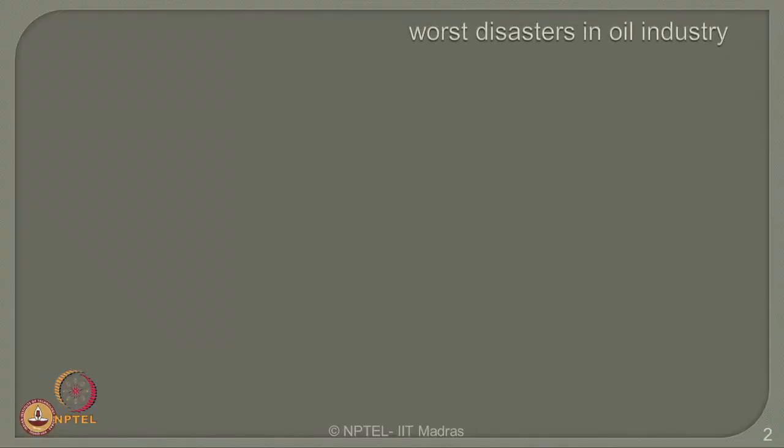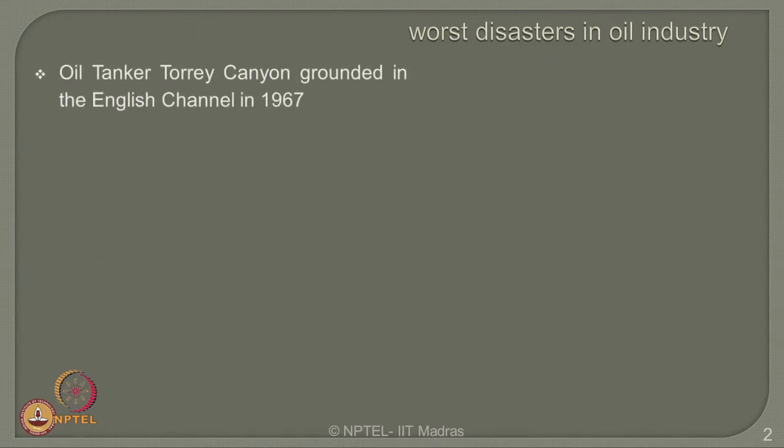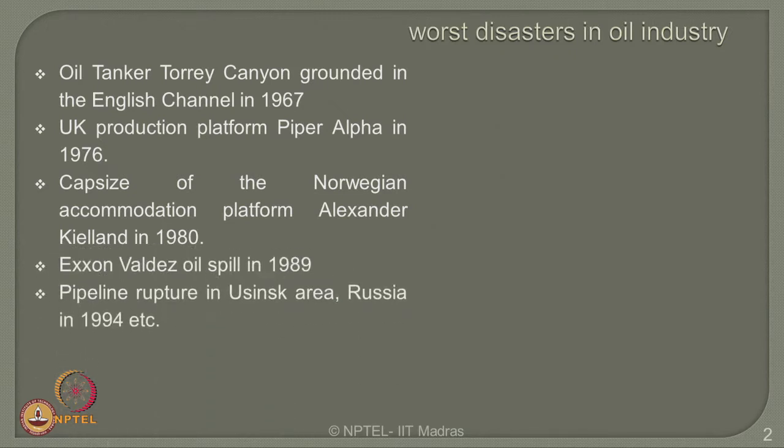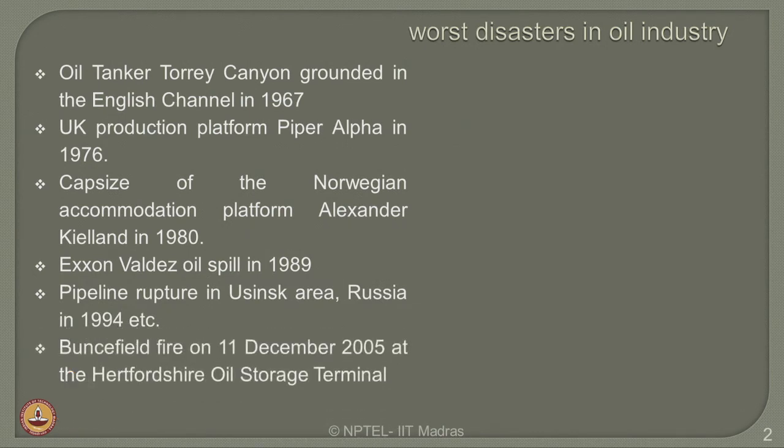Before we look into the liquid release models and the details and case study in this example, let us quickly see a brief summary of the worst disasters in the oil industry. Oil tanker Torrey Canyon grounded in the English Channel, 1967, UK; production platform Piper Alpha in 1976; capsize of the Norwegian accommodation platform Alexander Kielland in 1980; Exxon Valdez oil spill 1989; pipeline rupture in Usinsk area, Russia, 1994; Buncefield fire on 11 December 2005 at the Hertfordshire oil storage terminal.